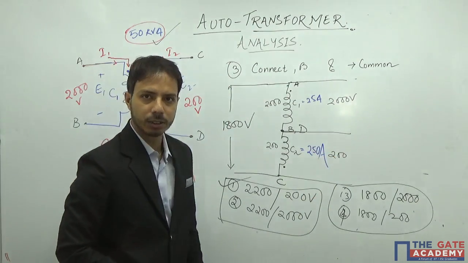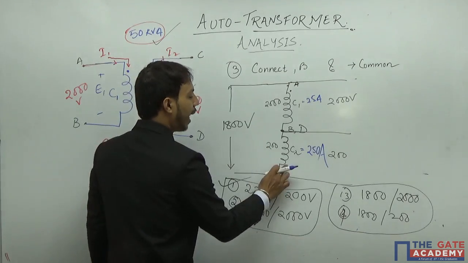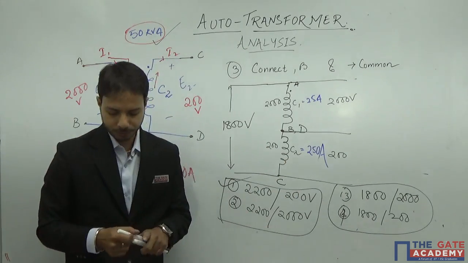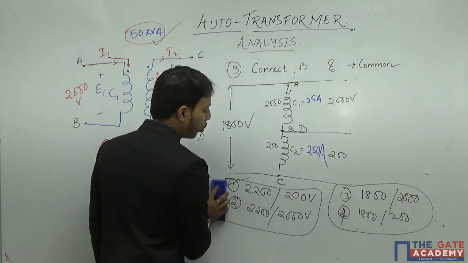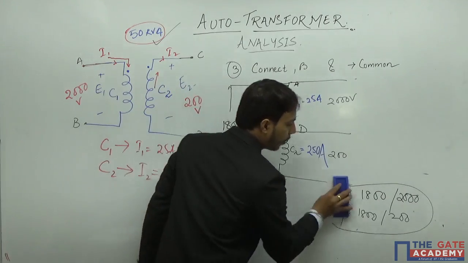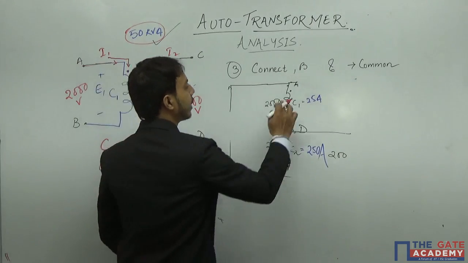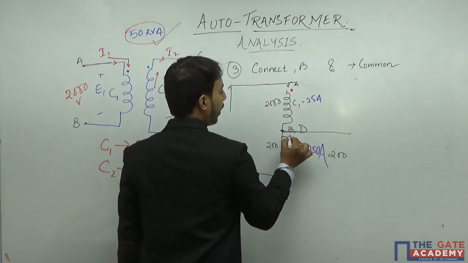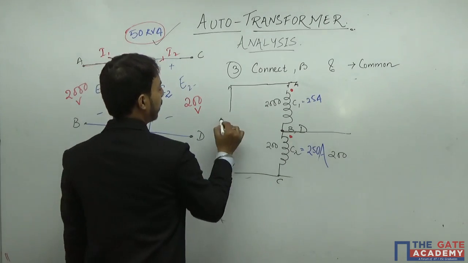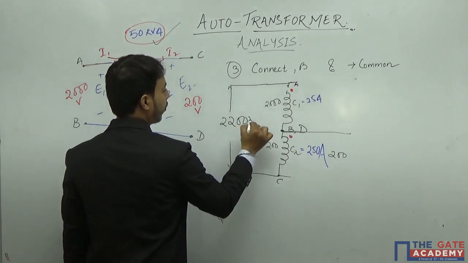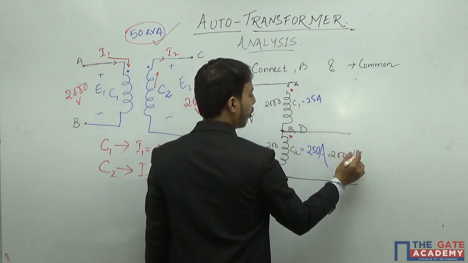That is not going to change. But what is going to change is direction. So, I'm just showing you the first case. Let us take the first case, which is 2200 by 200. Here my polarities are additive polarity, let us say. So this is 2200 volt and here I take, say, 200 volt.